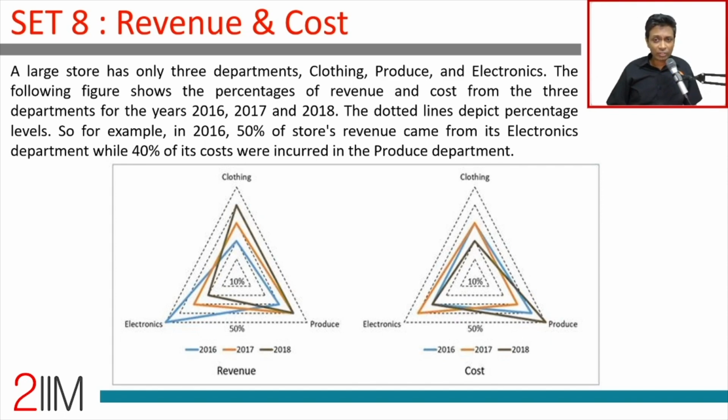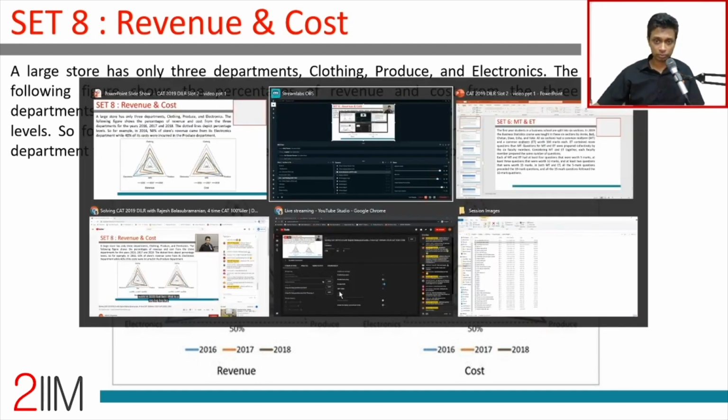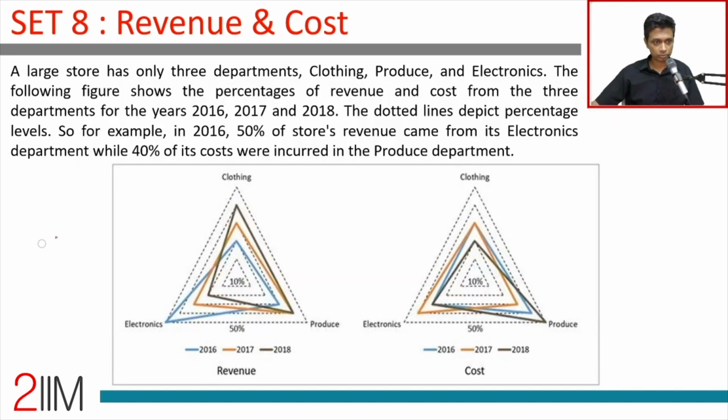Shows the percentages of revenue and costs from 3 departments for the years 2016, 17, and 18. The dotted lines depict percentage levels. So 10%, 20%, 30%, 40%, 50%. For example, in 2016, 50% of the store's revenue came from its electronics. 2016, 50% from electronics. Oh, so this is the 50% line. It's a 40% line, the 30% line, 20% line, 10% line.